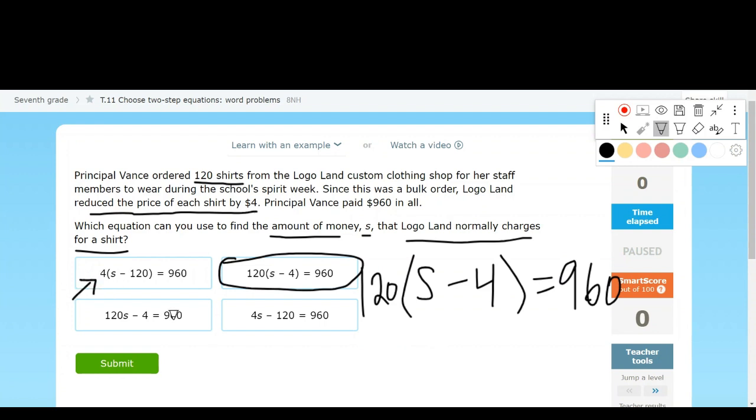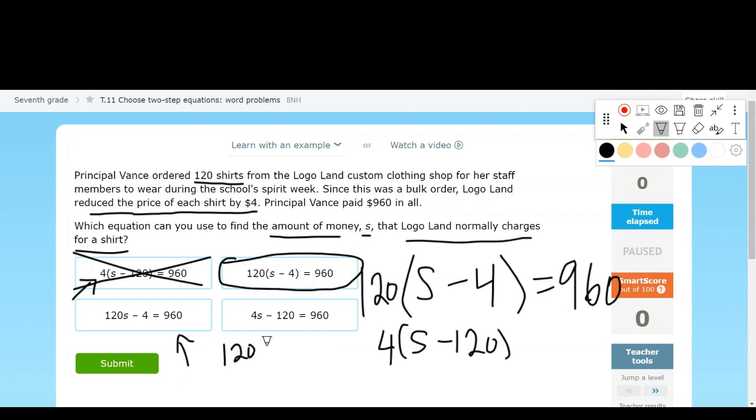Well, on the top left here, it looks like Principal Vance got $120 off of each shirt and only bought 4 shirts in total. That doesn't make sense. The bottom left here, it looks like Principal Vance ordered 120 shirts, but then only got $4 off from the total amount, but not for every shirt. So that's not the case either. In the bottom right here, it looks like Principal Vance ordered 4 shirts and had a total of $120 discount, which is not the case either.